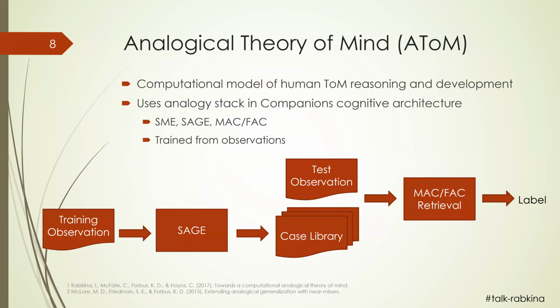So we build up those models during training and get a case library of models, or generalizations, in that way. When we then have a test observation, we retrieve from the case library during testing using MAC/FAC. MAC/FAC is a two-stage process for retrieval. In the first stage, it's just a content vector dot product for quick retrieval. And then the second stage is that same alignment using SME that we talked about a couple slides ago. So you get the best retrieved case, and from that you get a label, and that label is what we use as the goal.